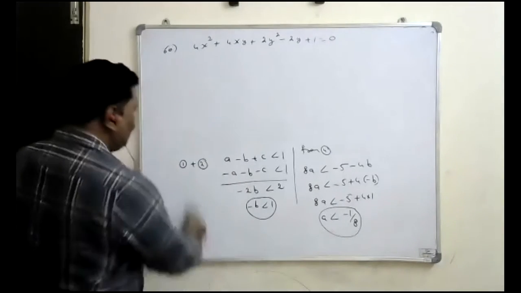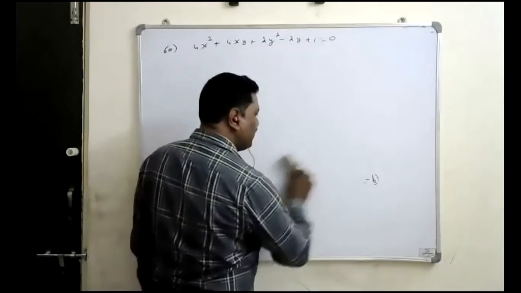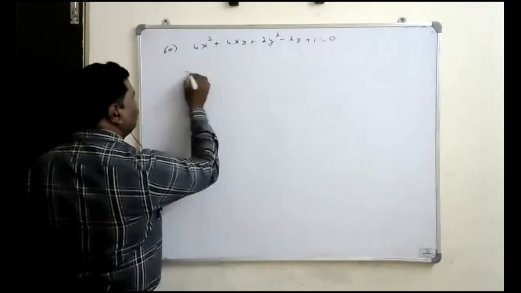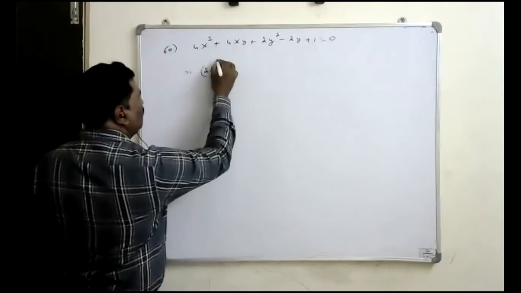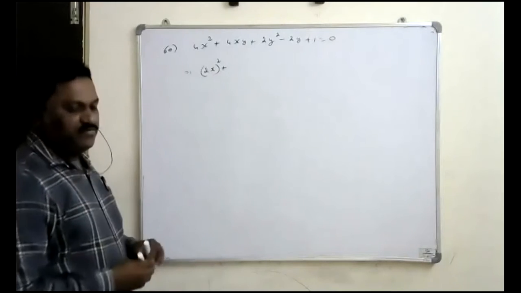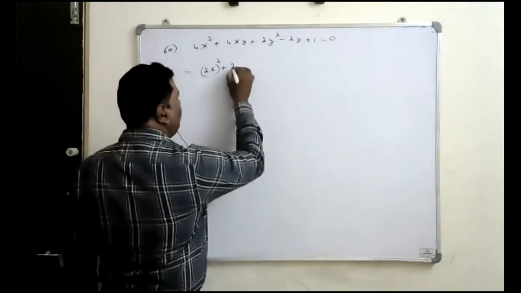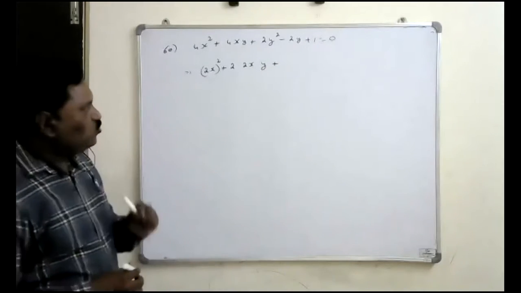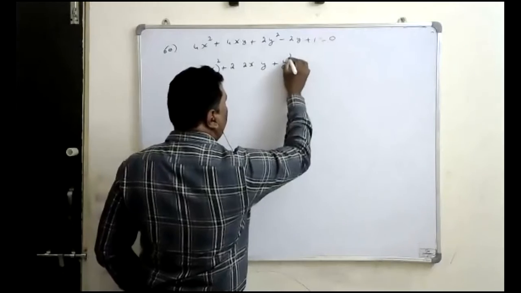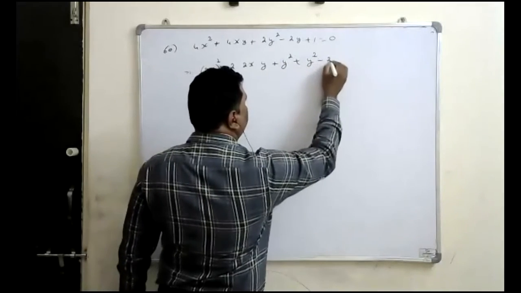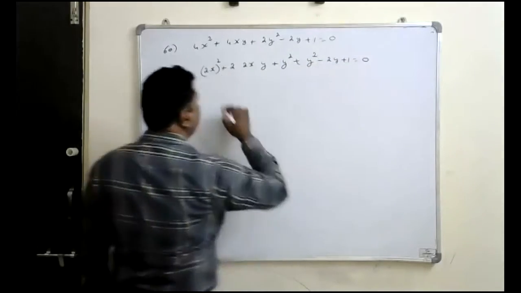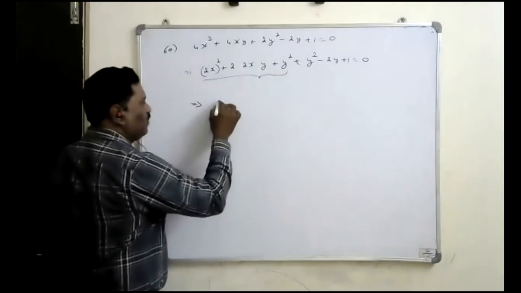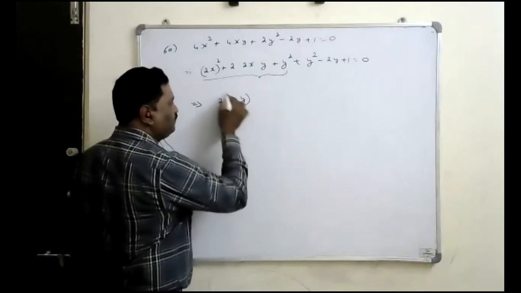To find this, here also we will try to express this as a perfect square. 4x², how do you write it? (2x)² plus 4xy, I can write as 2 into 2x into y, plus y², plus another y², minus 2y plus 1 is equal to 0. Now tell me, how do you write these first three terms? (2x + y)² plus (y − 1)² is equal to 0, right?